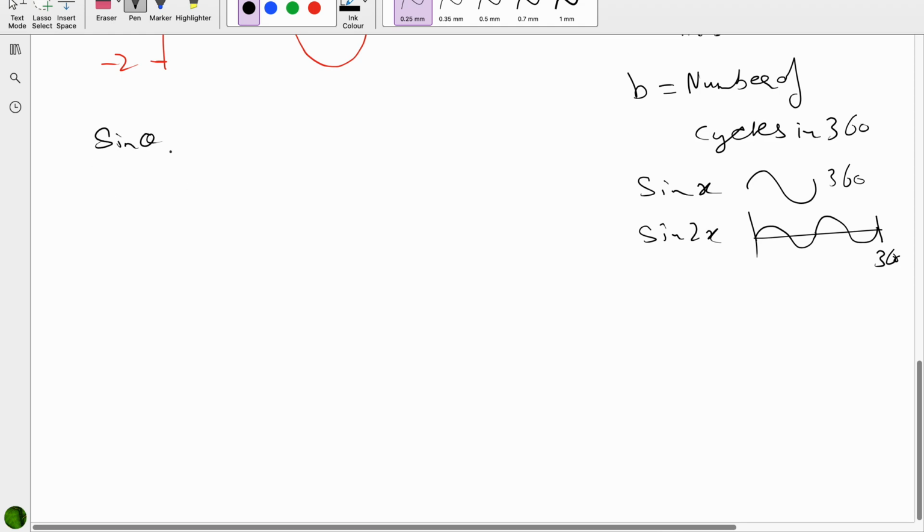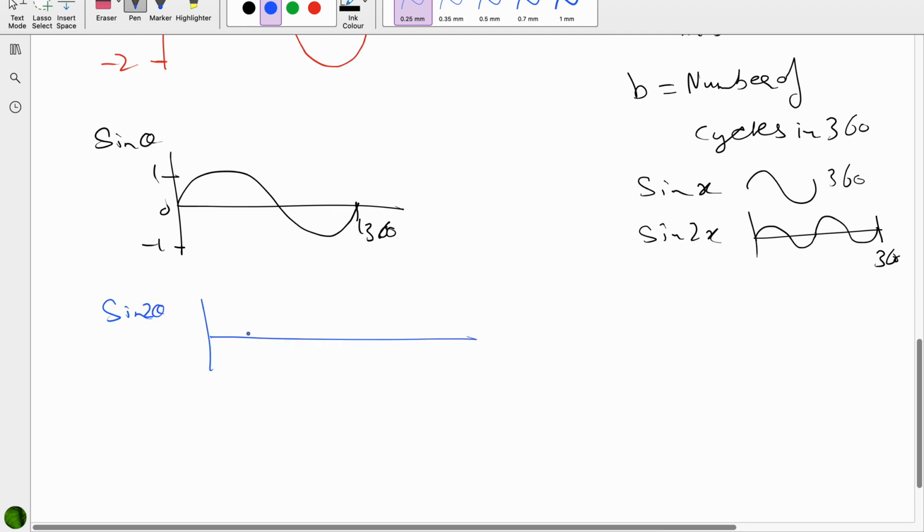So sine theta appears like this. It ends at 360, starts at 0, maximum is 1, minimum is -1. And sine 2 theta, I can say that this is 180 because we have 2 curves, 2 complete cycles in 360, and this value stays 1 and this is -1.